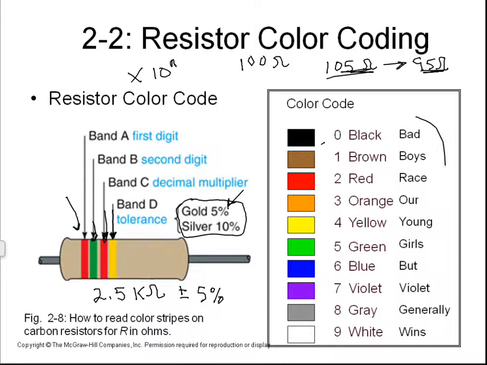Now there is a mnemonic for remembering this, and this is a more politically correct, gender-friendly mnemonic than the one I learned way back when in technical school. Starting with the color black, or the value of 0: bad boys race our young girls, but violet generally wins. And that will give you your values 1 through 9, and it'll help you remember your values. And here we are. Let's see, when did I go through technical school? 1979. So however long ago that is, that's how long I'm remembering this.